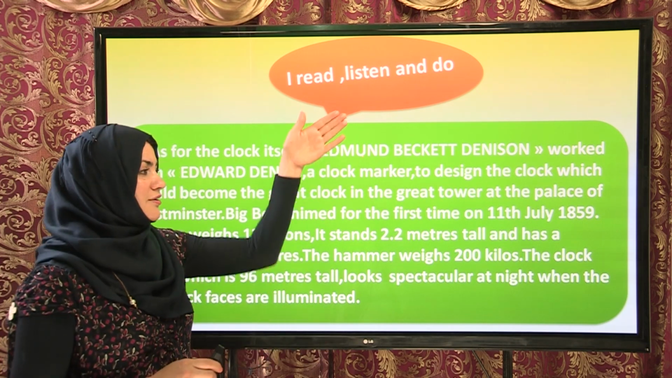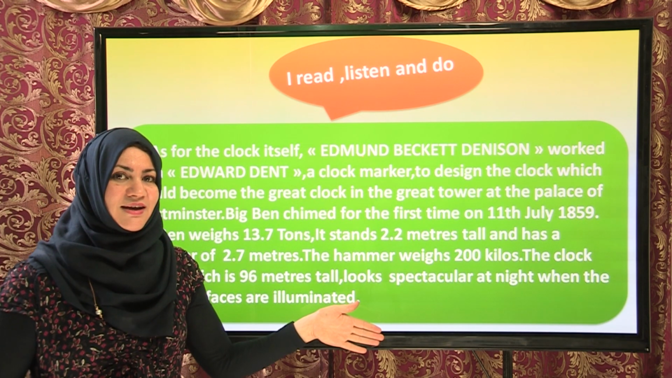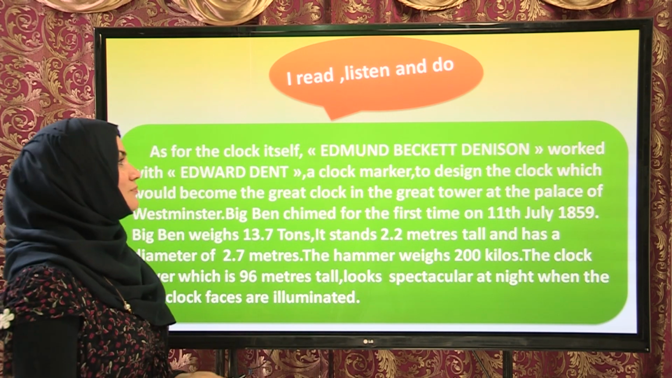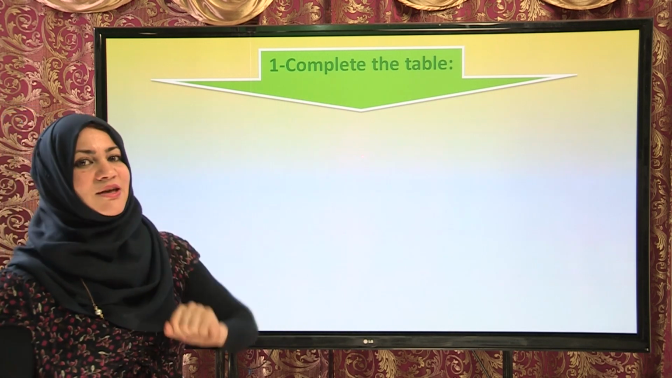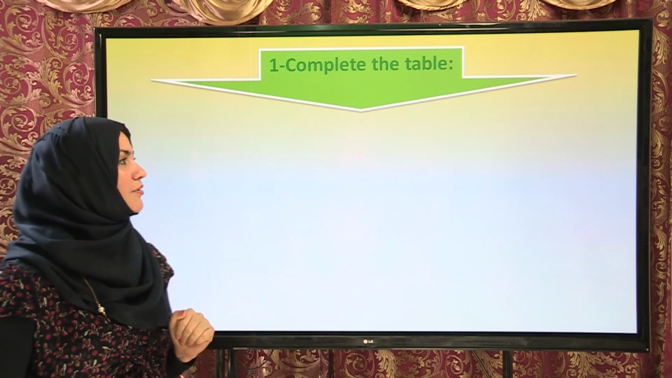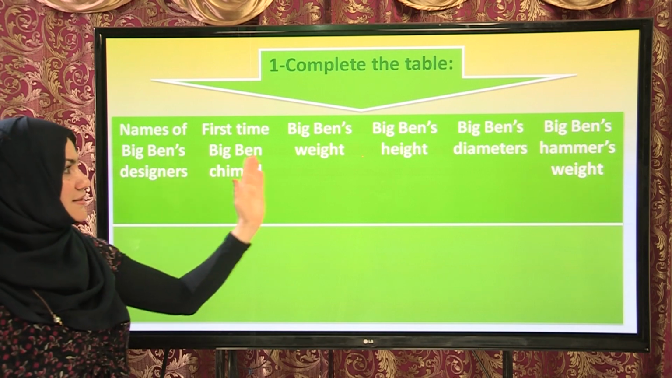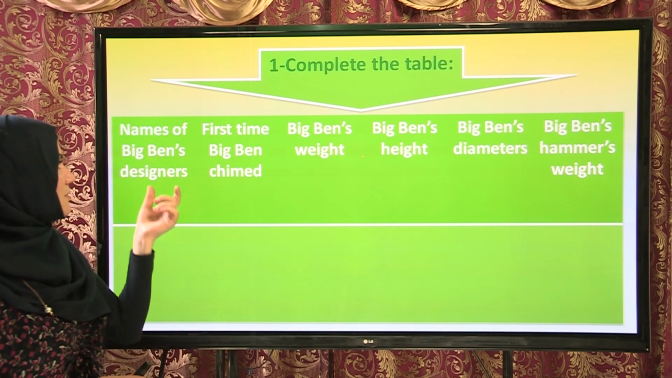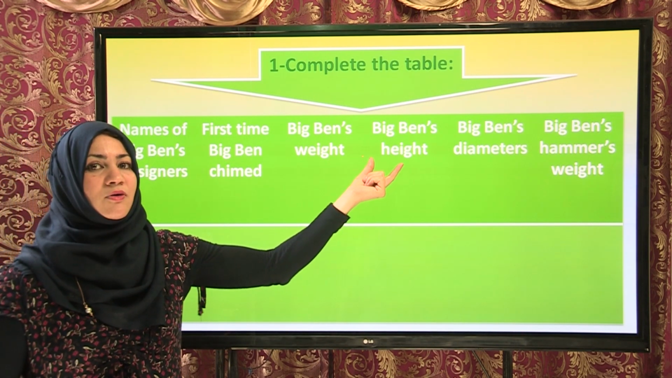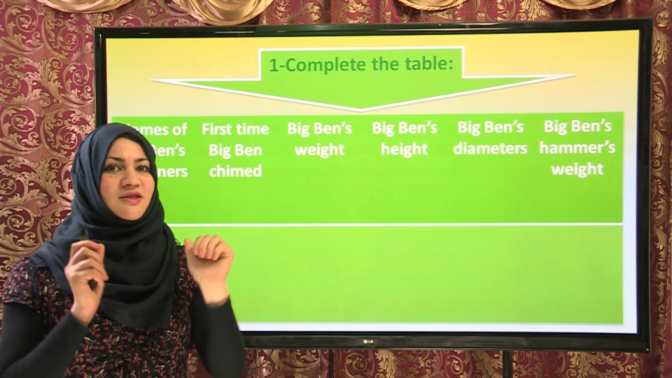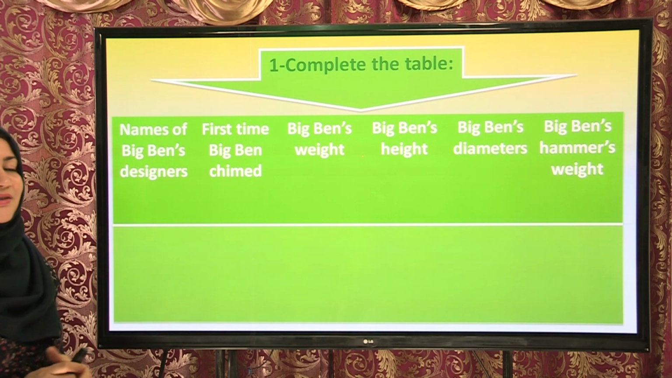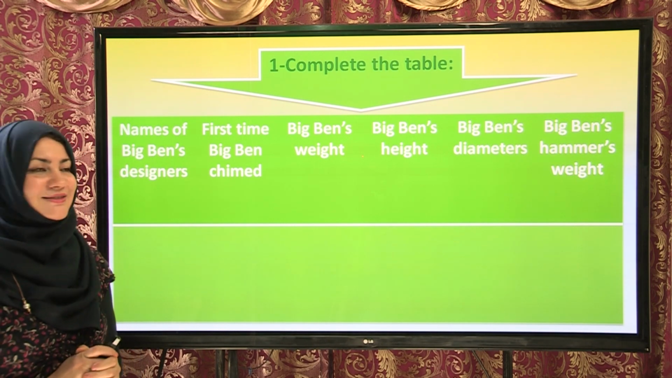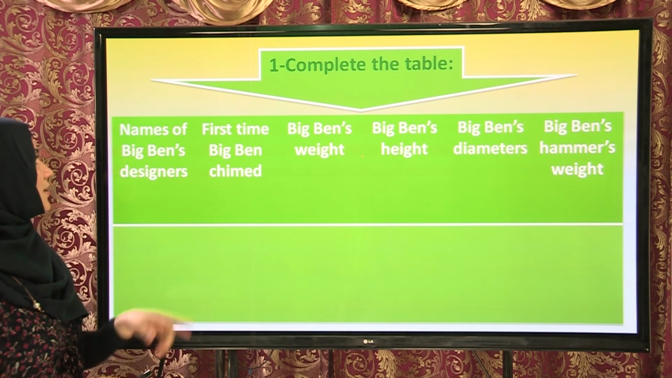So here we have read the text, then we start. Complete the table. There will be a table. This is a table. Here we have some information about Big Ben, of course according to the previous text that we have just read. We start with the first exercise.